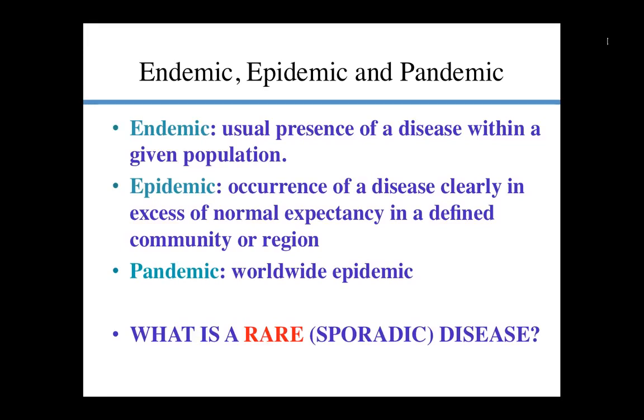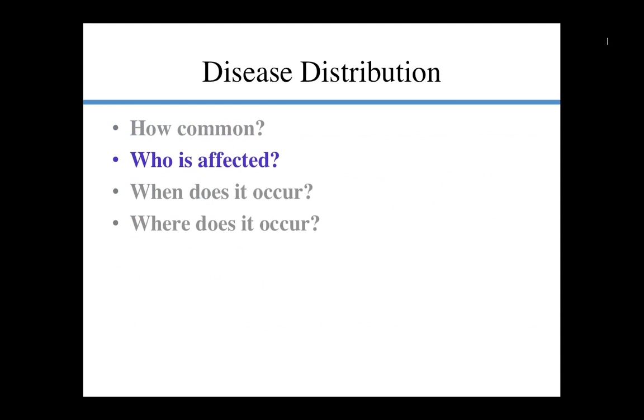Now, when it comes to a rare or sporadic disease, there are definitions. For example, one definition says less than 200,000 cases in the United States is a rare disease. But the problem with definitions is that you'll find that in some communities it doesn't seem so rare, or at some points in time it doesn't seem so rare. So I use the term rare a little bit carefully.